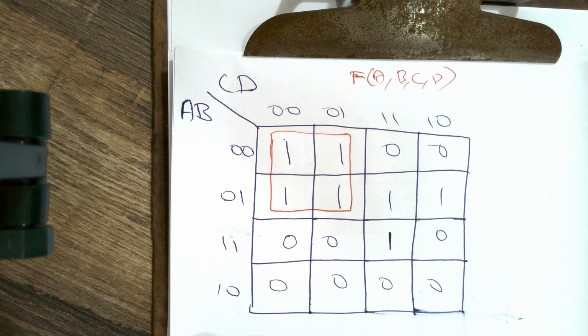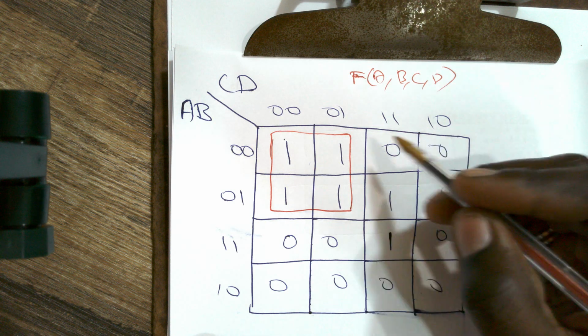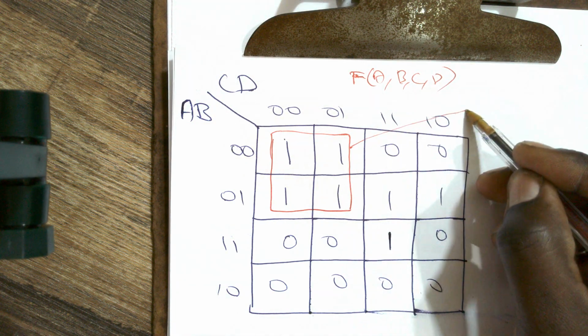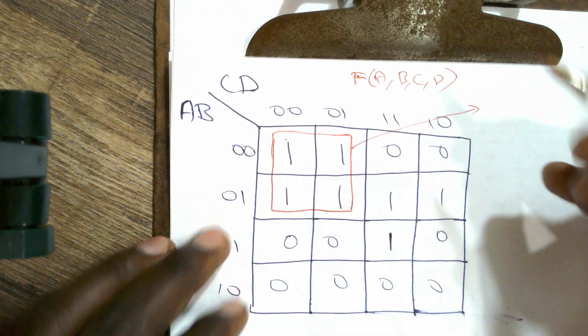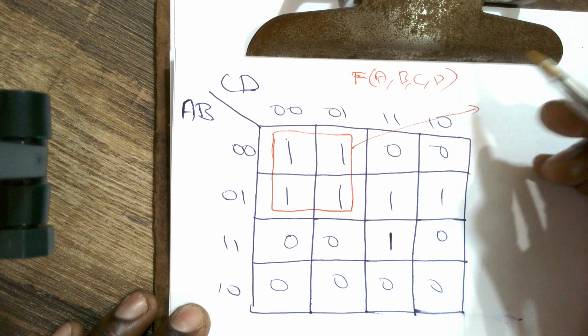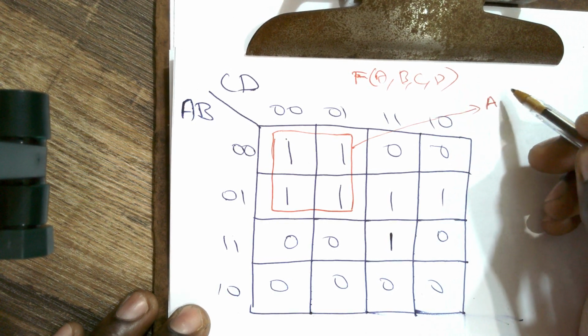and immediately let's get the expression. The expression for that is, looking at the horizontal side, what is common? It's A prime.